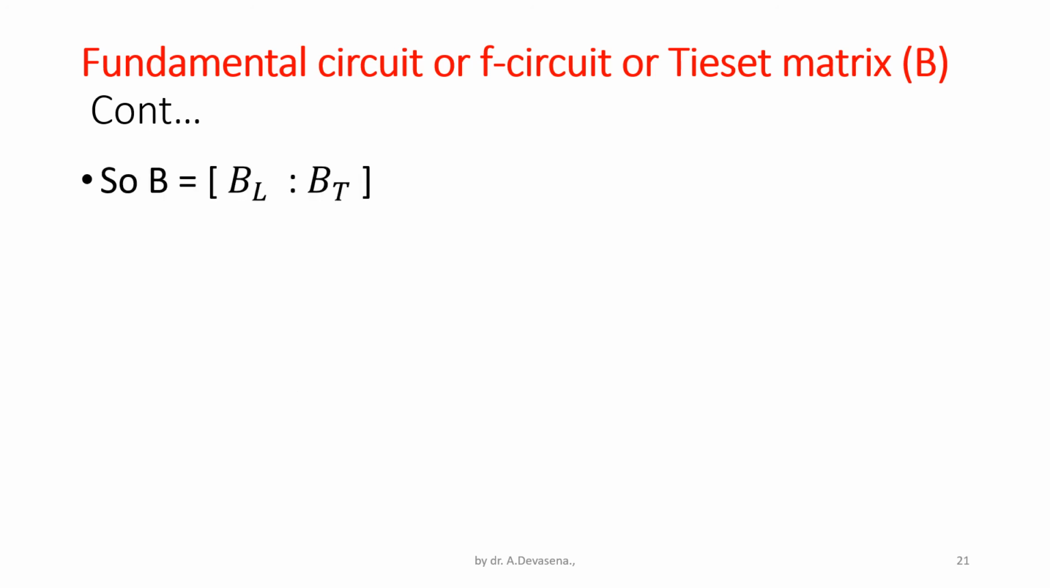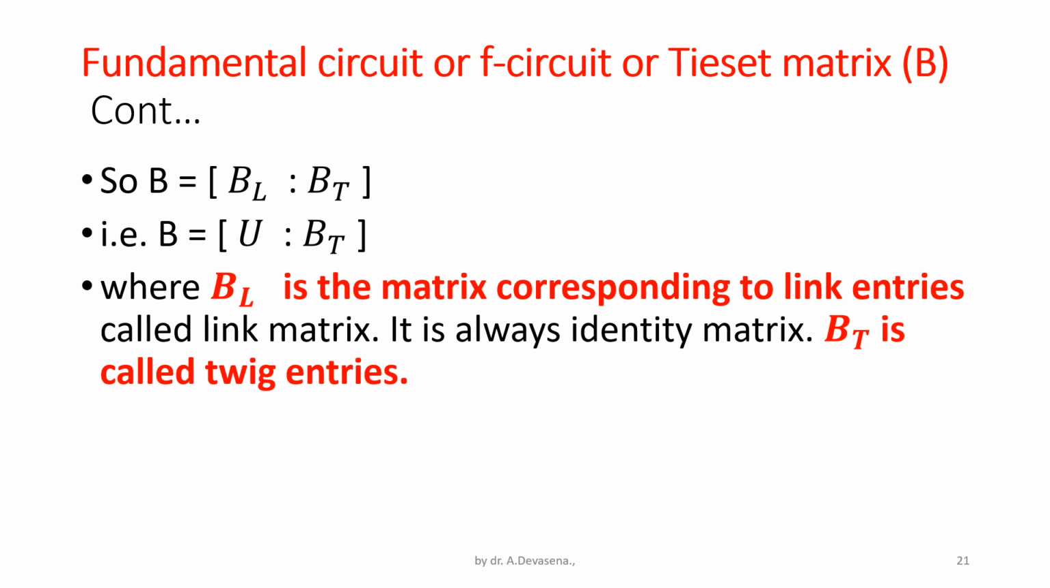So B is equal to [B suffix L, B suffix T]. That is, B is equal to [U, B suffix T], where B suffix L is the matrix corresponding to the link entries, called the link matrix. It is always an identity matrix. B suffix T is called the twig entries.